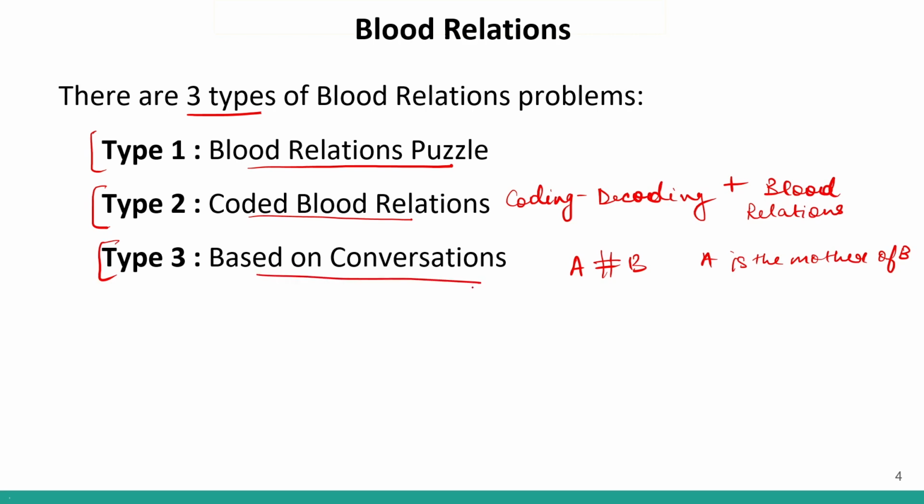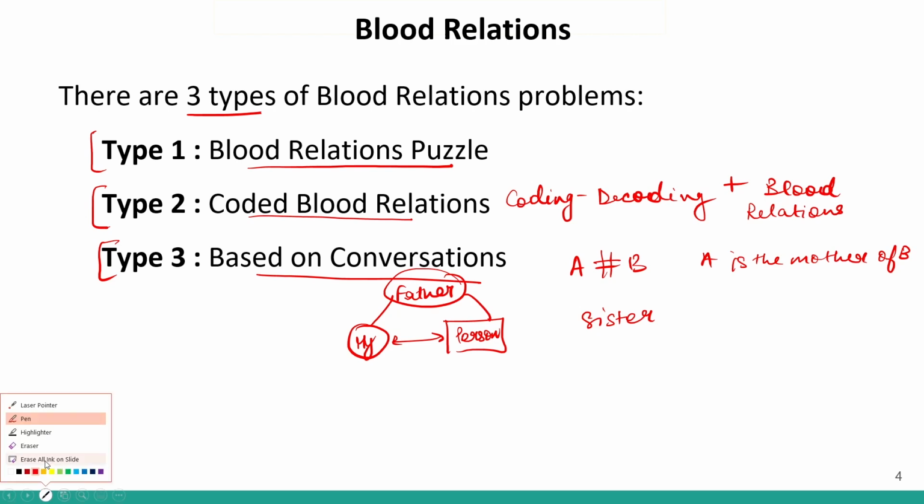Okay. Then we have type 3. Type 3 is based on conversations. What do you mean by that? For example, I say that this person is my father's daughter. So that person will be my sister, correct? So let's say this is the person. This person is my father's daughter. So this is the daughter of my father. My father's daughter will be my sister, correct? So these kinds of relationships that you have to find out based on conversations, this is your third type of question. We will understand all these three types of questions in a little detail in a little while.